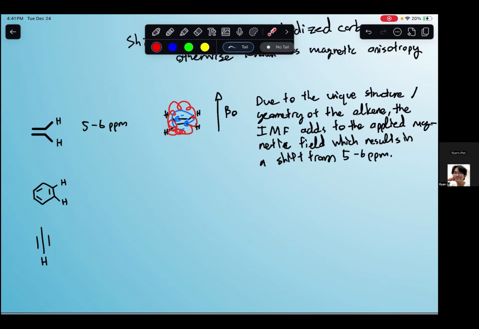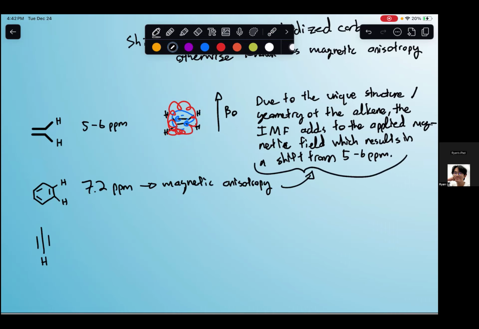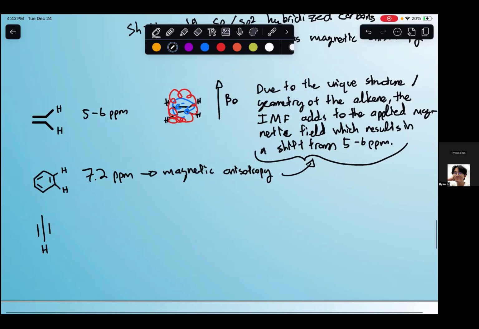Now this phenomenon of magnetic anisotropy, in this case in an alkene, is multiplied by about three in benzenes. With that phenomenon being multiplied many times in a benzene, this will show up around 7.2 ppm for the same reasons, magnetic anisotropy. Basically everything right here, except it shows around 7.2 because there's more of the magnetic anisotropy at play here.